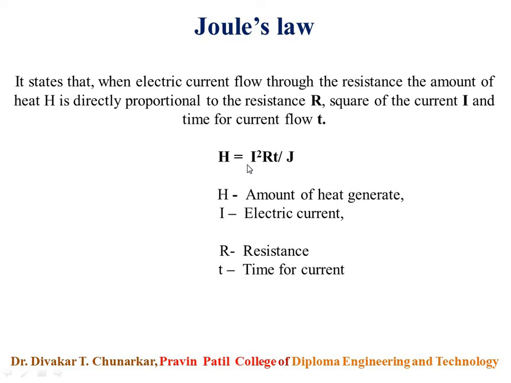Here H is the amount of heat generated, I is the electric current, R is the resistance of the wire, and t is the time for which current flows. H is I square R t upon J. Here J is the Joule constant. So H is the amount of heat generated, I is the electric current, R is the resistance, and t is the time.